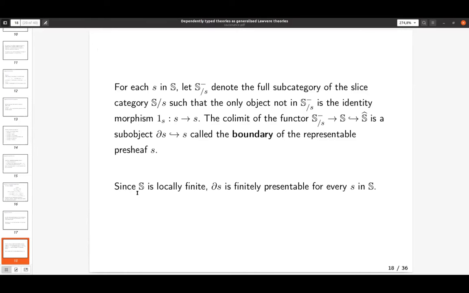And for every representable presheaf, there is what I'll call the boundary subrepresentable, which is a sub-object that's got by taking the colimit over this full subcategory of the slice category. Right? And this is also a standard definition. And since S is locally finite, the boundary of every representable is finitely presentable. It's a finite colimit of representables.